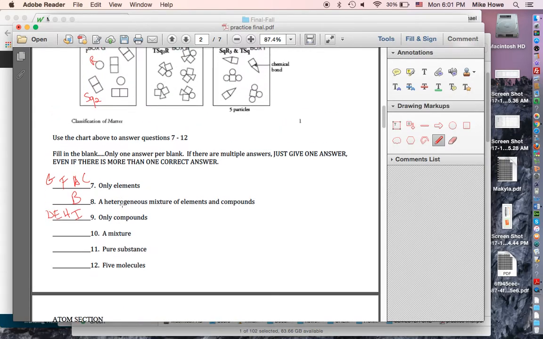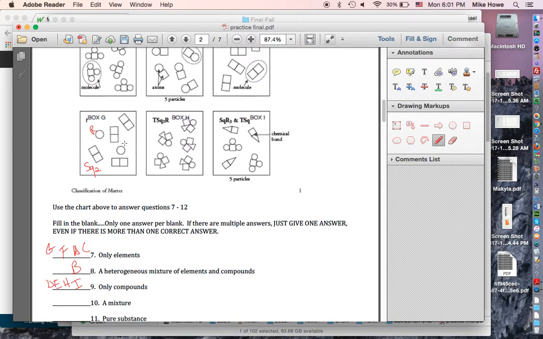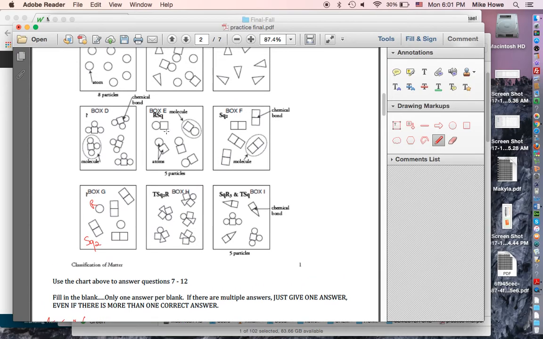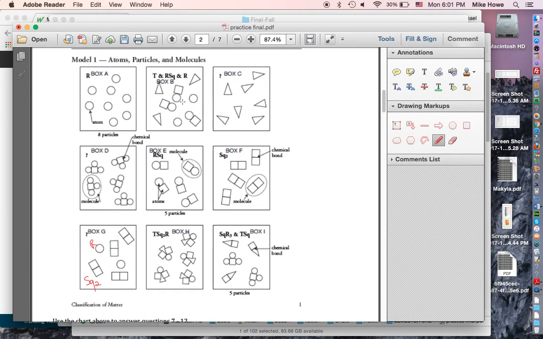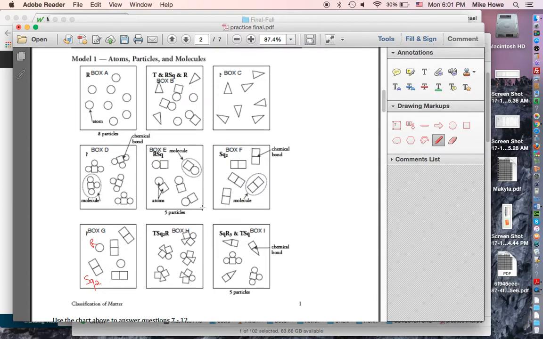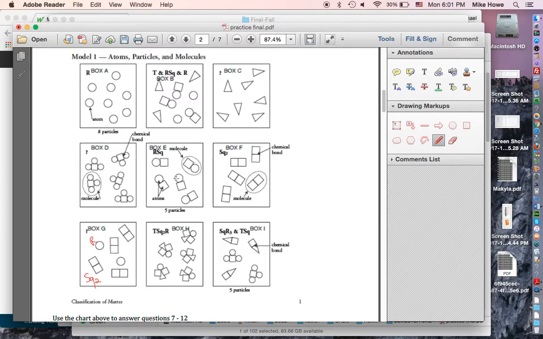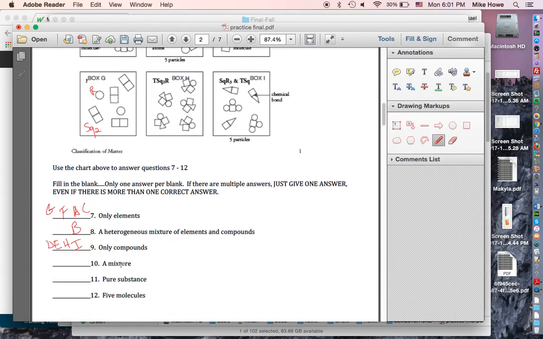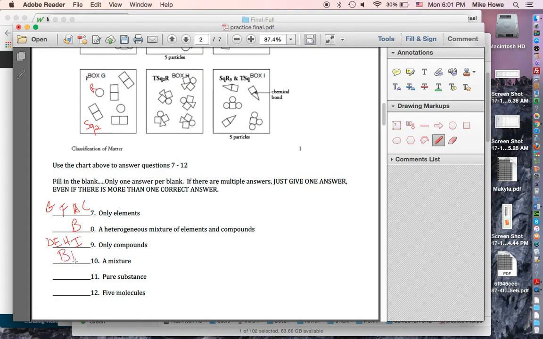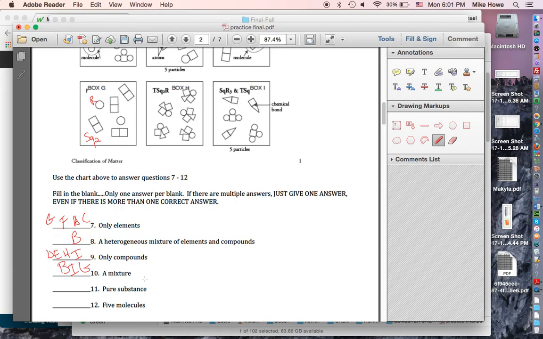Okay, a mixture would be two different identities. So there's one. And it looks like B is a mixture. Oh, is I? I is a mixture because that's a different compound than that. So you'd have either I or G. G is a mixture of elements, I is a mixture of compounds, and B is a mixture of compounds and elements. So that'd be B, I, G, or B, G, I.